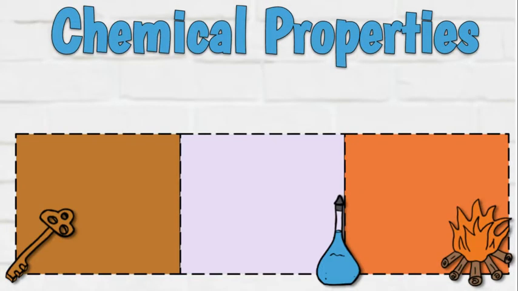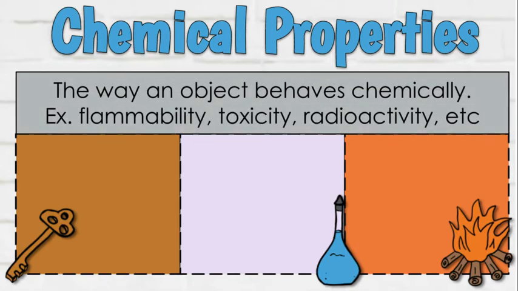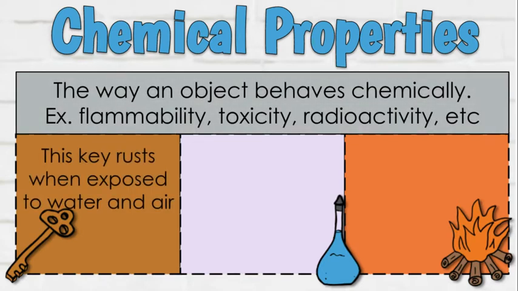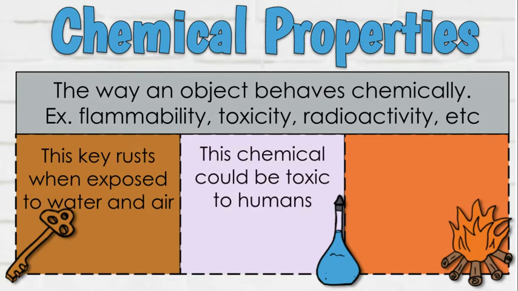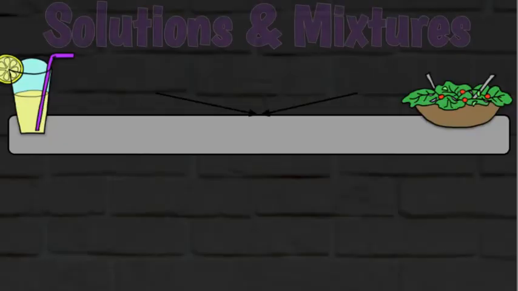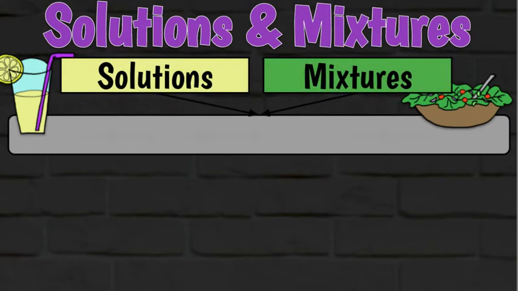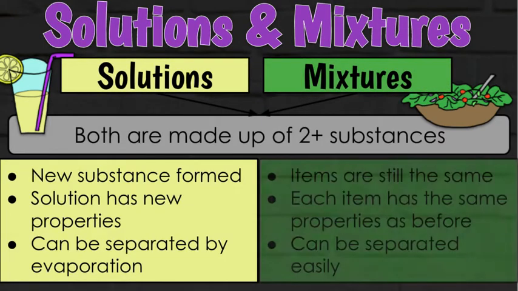Chemical properties would be the way an object behaves chemically. So this key rusts when exposed to water and air. This is a chemical change. The chemical would be toxic to humans. The wood is flammable. These are chemical properties. We also have solutions and mixtures.